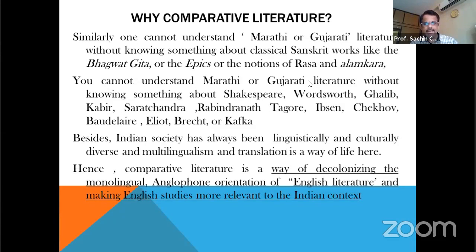Besides, Indian society has always been linguistically and culturally diverse, and multilingualism and translation is a way of life for us. Hence, comparative literature is a way of decolonizing the monolingual Anglophone orientation of English literature and making English studies more relevant to the Indian context. So this is my take on why we need this subject at all.